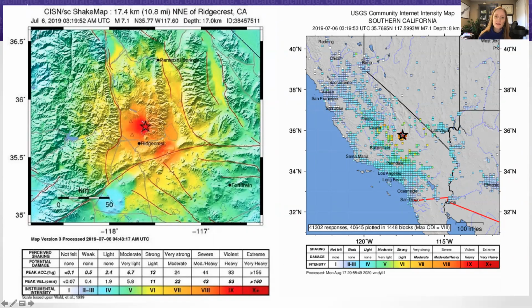Now, this other map over here is called a Did You Feel It map. Each one of these little squares is a place where people felt the earthquake shaking. And so you can see closer to the earthquake, people felt the shaking more strongly. And as you move farther away from the earthquake, they felt it less strongly.